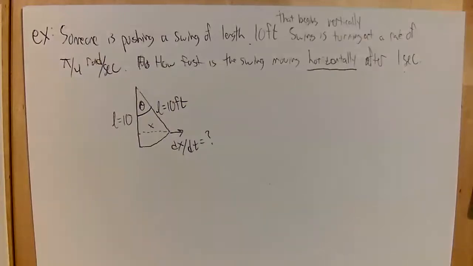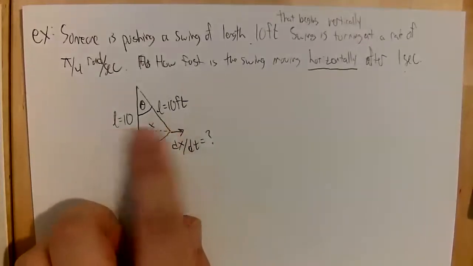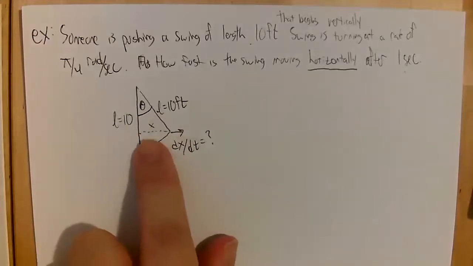Okay, now let's take a look at what we have here. So we know that our length of our swing is always going to be 10 feet. So that's a number we can actually just use right away. We don't need to plug in the variable L for this. So that's not changing in the problem. What is changing is this quantity right here.